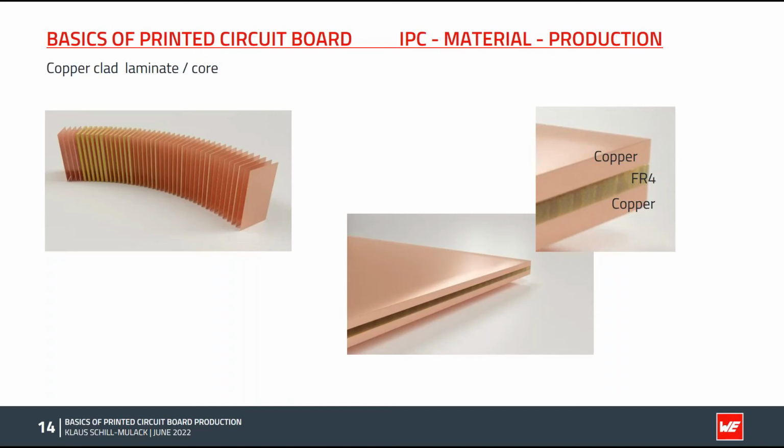The TG value is somewhat confusingly called the glass transition temperature. Of course, the resin is not converted into glass. Above the TG value, the epoxy resin structure becomes soft and elastic. Below the TG value, the resin hardens, and this is called vitrification.